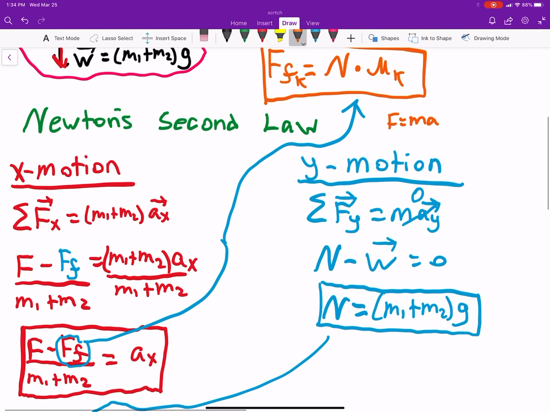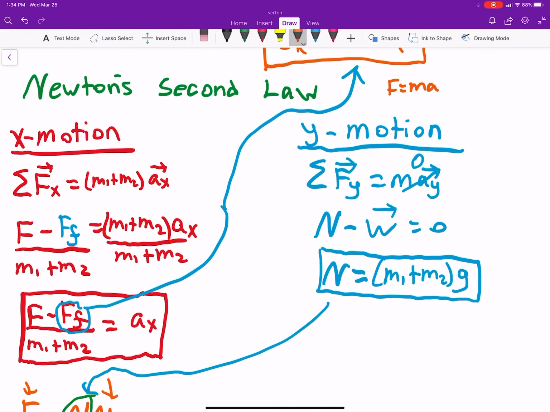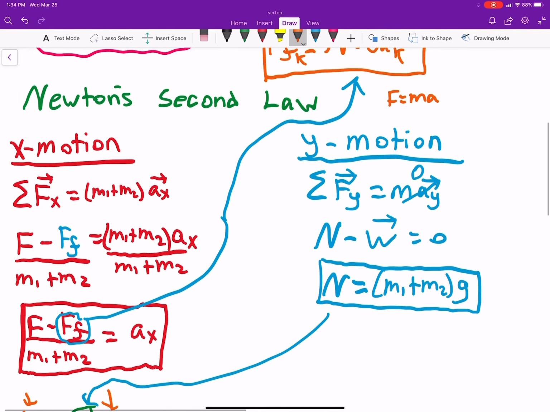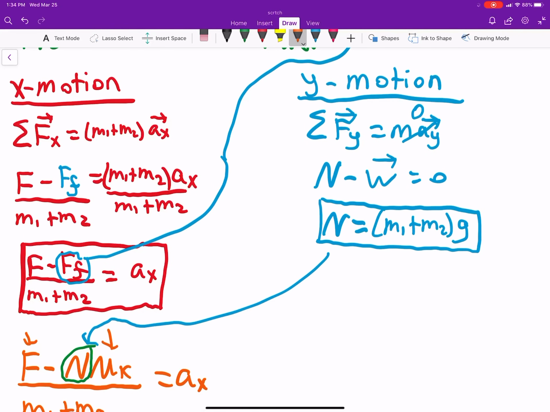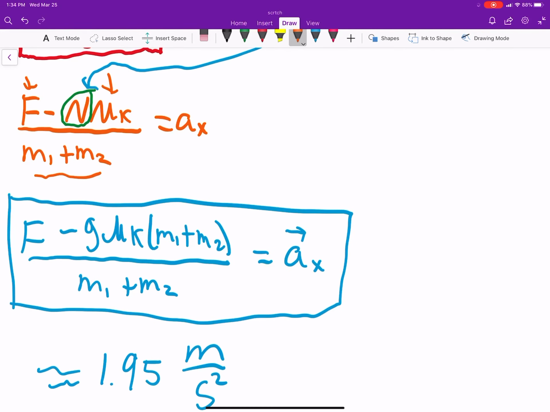And we worked through them. We worked through the x direction first, just because that's what we're ultimately looking for, x acceleration. We replaced the force of friction with that equation I gave you. And then we looked in the y motion to find the normal. Substituted that in, and then just plug in the numbers. And that's all there is to it.